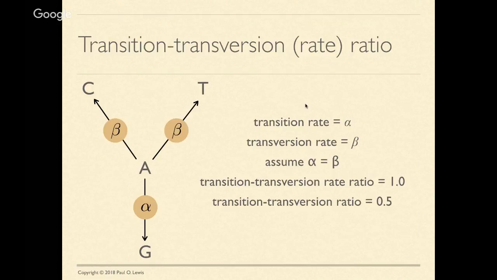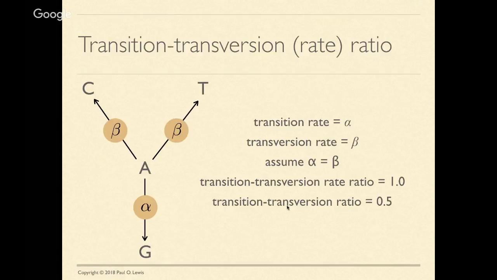So I want to talk a little bit about the distinction between the transition-transversion rate ratio and the transition-transversion ratio. This comes up in several different models, and so it's good to talk about it for this relatively simple model. If the transition rate is alpha and the transversion rate is beta, and if we assume that these are the same, alpha equals beta, then the transition-transversion rate ratio is 1, because alpha divided by beta, if those two are the same quantity, is just 1. So that's the rate ratio.